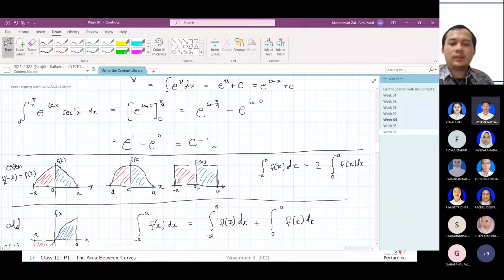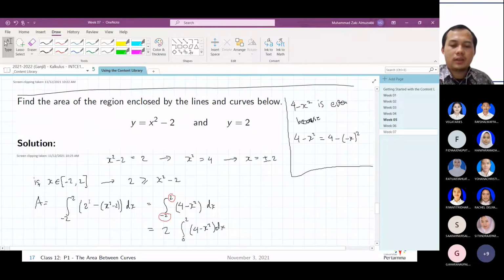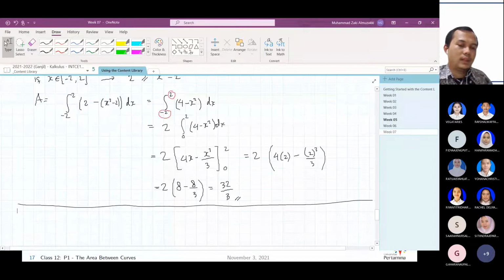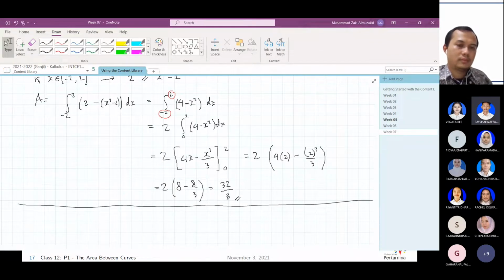Oh yes. Here we see that the function 4 minus x squared is an even function. So we can. Is it clear now? Yes, sir, it's clear. Any other question?